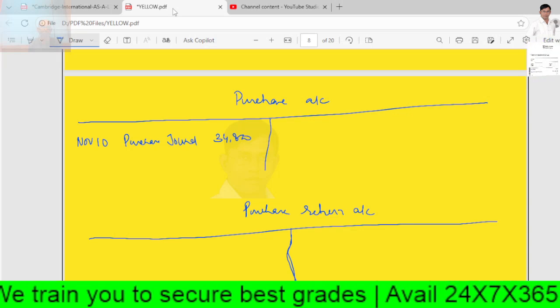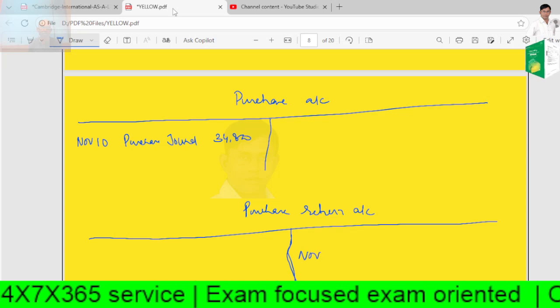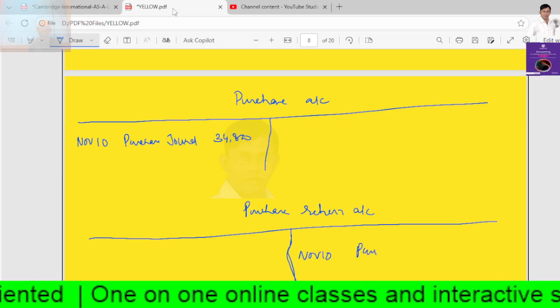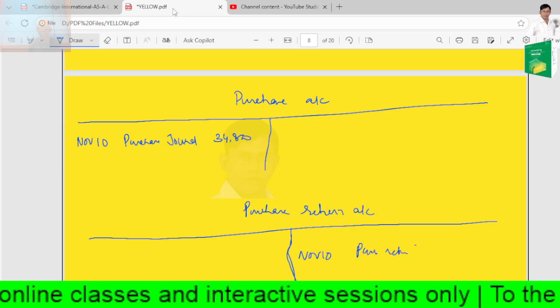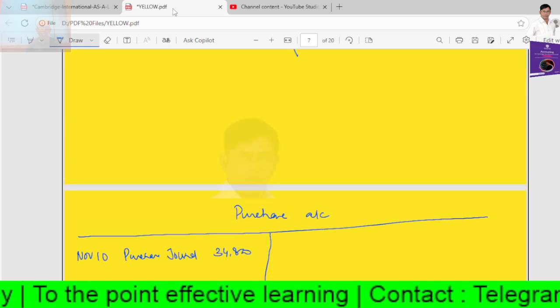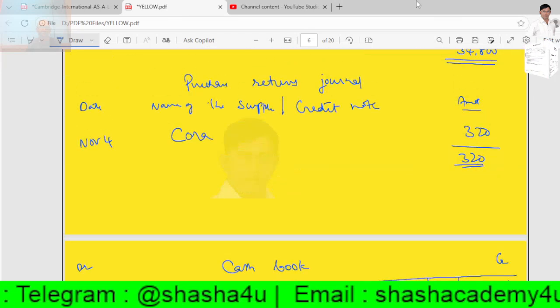Similarly, purchase returns. Purchase returns is exactly the reverse of that. So November 10, purchase returns journal. So what is it? 320.